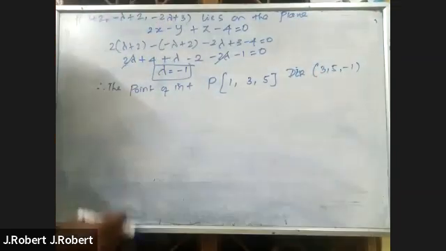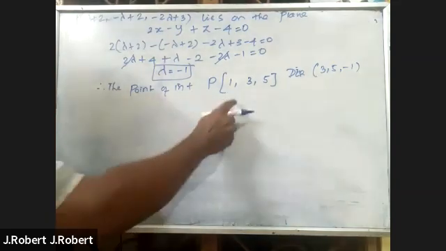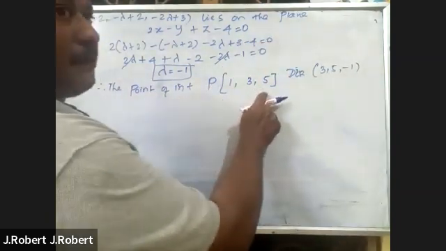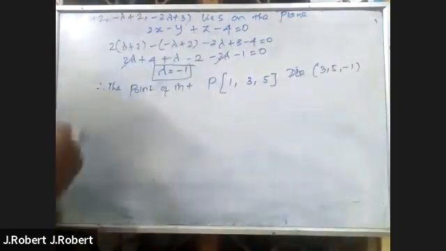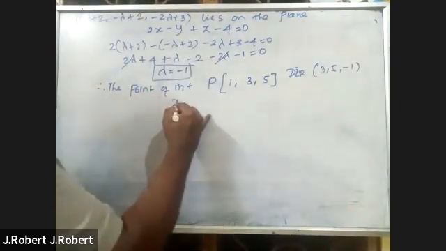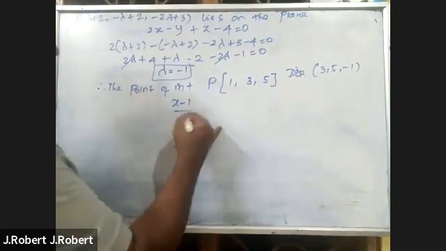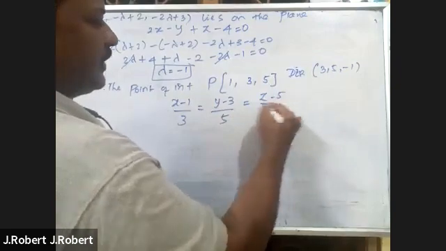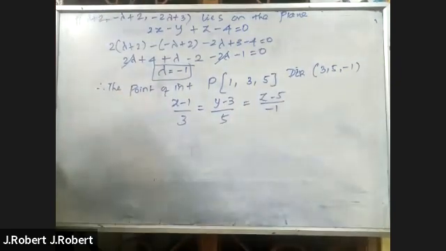Everyone knows how: equation of a line passing through a point and parallel to a vector. Here the point is 1, 3, 5 and the parallel vector is 3, 5, minus 1. Therefore, we can write this as x minus 1 by 3 equals y minus 3 divided by 5 equals z minus 5 divided by minus 1. Please take down.